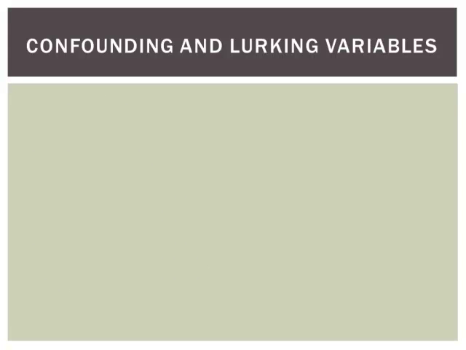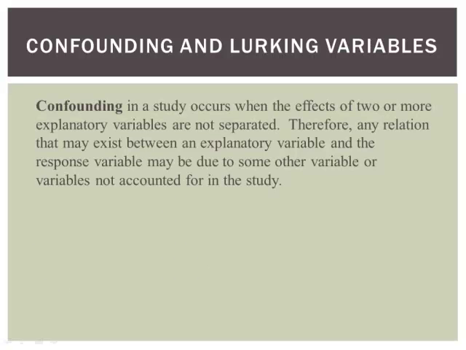When you look at confounding and lurking variables real quick, confounding in a study occurs when the effects of two or more explanatory variables are not separated. So any relation that may exist between the explanatory variable and the response variable may be due to something else, to another variable, or other variables not even accounted for in the study.